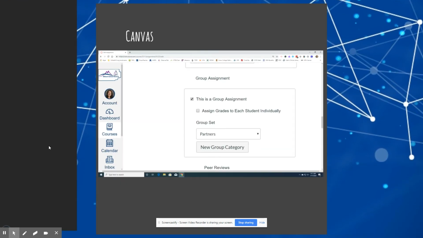And then as well as Canvas, you can make groups in Canvas where you can have the students choose their group, or you can choose their group as well. You can choose it in partners, or if you want more than two people, groups of 3 or 4.